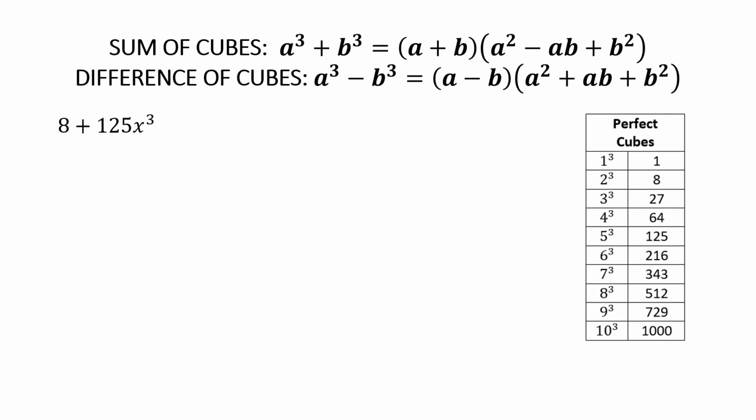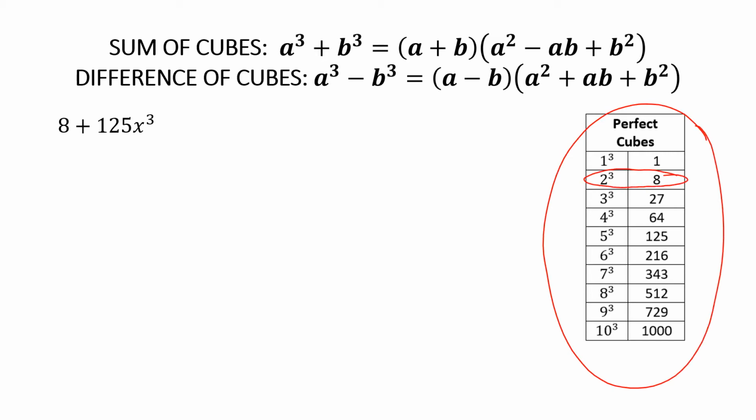All right, here we have another one. We've got 8 plus 125x cubed. As soon as I see the x cubed, I'm starting to think about perfect cubes. So if I look over here on my chart, I do see 8. 2 cubed is 8. And I also see 125. 5 cubed is 125. So I recognize here that this is the sum of two cubes.